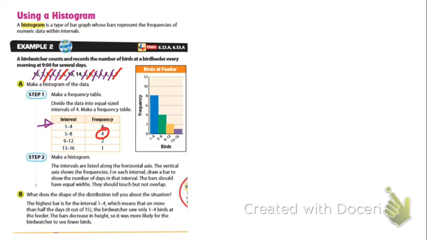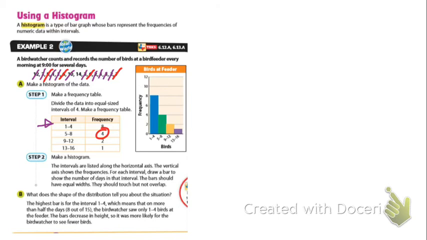The intervals are listed along the horizontal axis. The vertical axis shows the frequencies. For each interval, draw a bar to show the number of days in that interval. The bars should have equal widths. They should touch but not overlap.